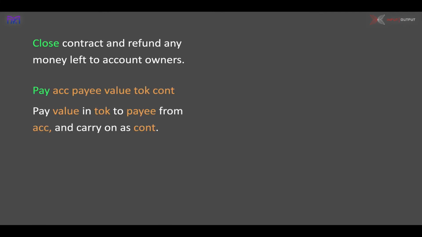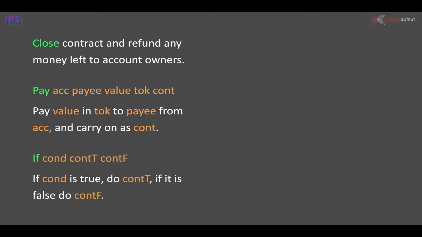What about a payment? Well, a payment is made from an account, here AC, to a payee, the person receiving the amount, and we have a value transferred in a particular token. So typically that will be ADA, but it doesn't have to be. It can be any token that is valid on the Cardano blockchain. And then the final value there is the continuation, what we do next. So we make a payment from AC to the payee of value amount in the token tok. And that's what a payment does.